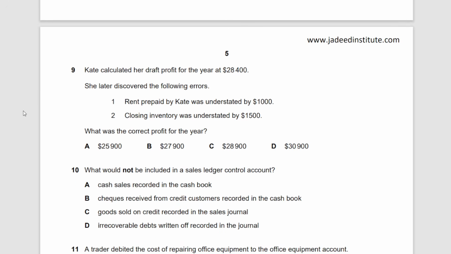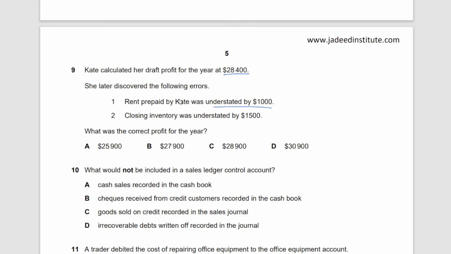Kate calculated her draft profit for the year at 28,400. She later discovered the following errors. Rent prepaid by Kate was understated by 1,000. Let's look at that again. Kate calculated her draft profit for the year 28,400. Rent prepaid by Kate was understated by 1,000.